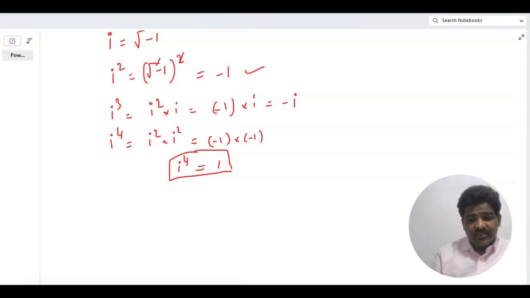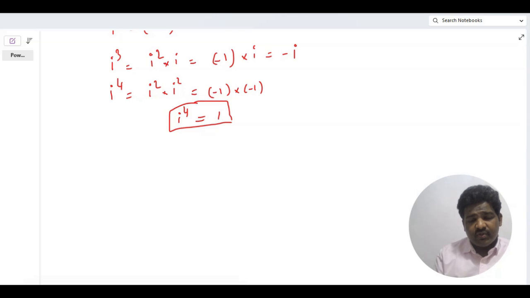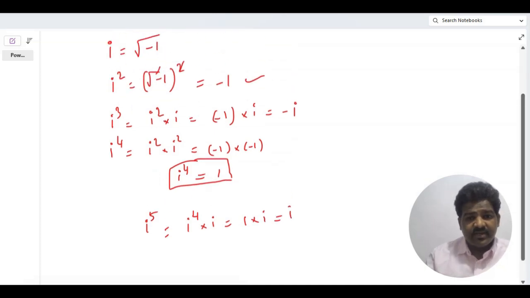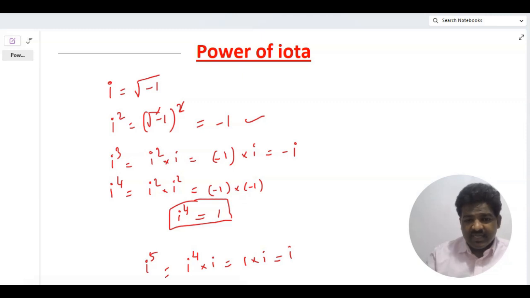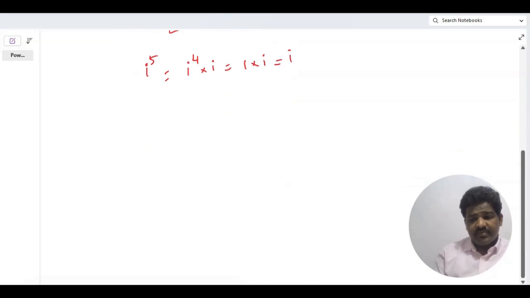Whatever you take, you will see one interesting pattern. It will repeat. I power 5 means i power 4 into i. That means 1 into i. You can see the first one is repeating or not. I power 6 means again you will see the i square value. Similarly, you will be getting a repetition.